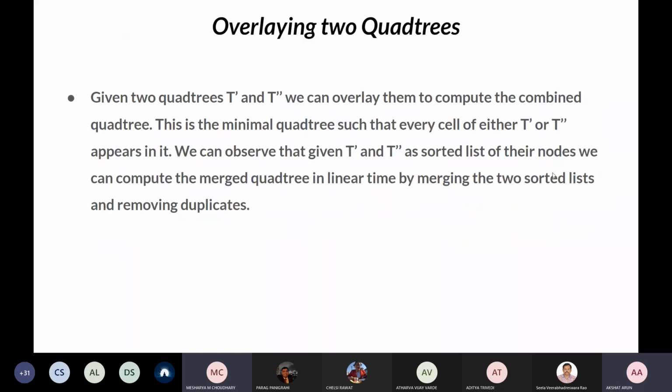Overlaying two quadtrees. Given two quadtrees T prime and T double prime, we can overlay them and compute the combined quadtree. This is the minimal quadtree such that each cell from T prime or T double prime appears in it. We can observe that given T prime and T double prime as sorted lists of the nodes sorted according to the Q order, we can compute the merged quadtree in linear time by merging the sorted lists and taking care of any duplicates. Next slide.